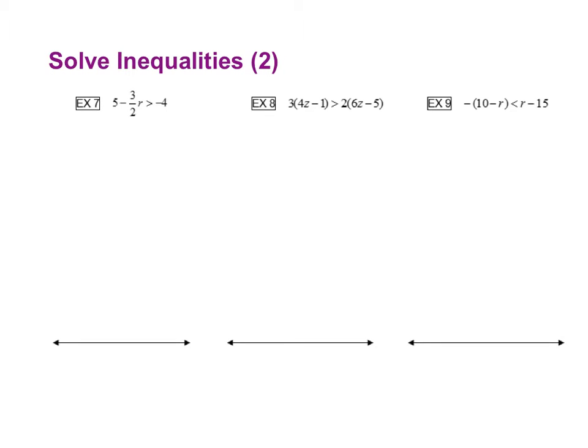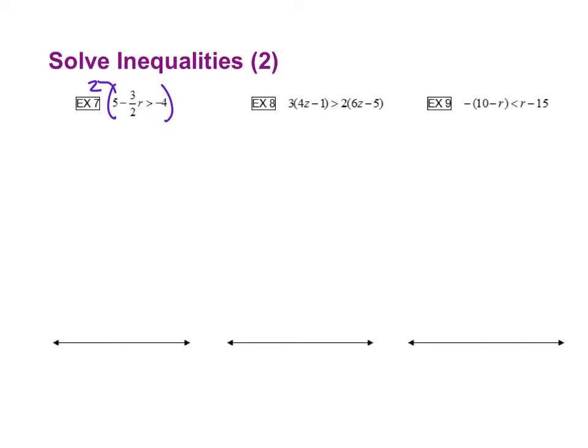All right, so a few more examples just working on all the things that might pop up when we're solving inequalities. Example 7, we see a fraction. So what do we do to get rid of fractions? We do our fraction trick. Multiply everything by the denominator.